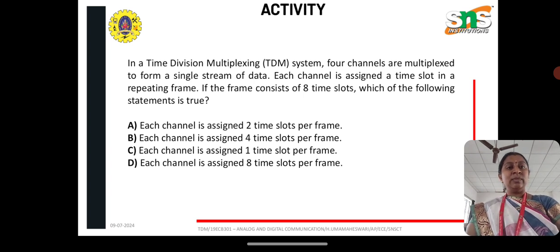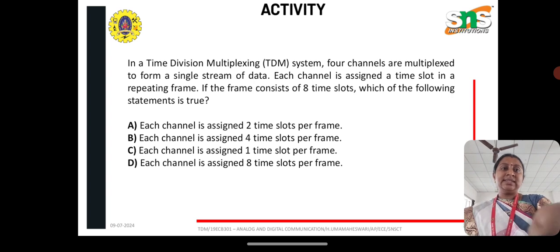In a time division multiplexing system, 4 channels are multiplexed to form a single stream of data. Each channel is assigned a time slot in a repeating frame. The frame consists of 8 time slots. Which of the following statements is true? 8 time slots per frame is the correct answer.